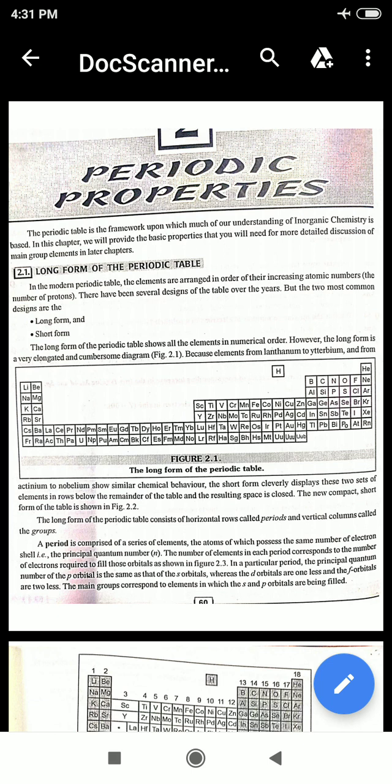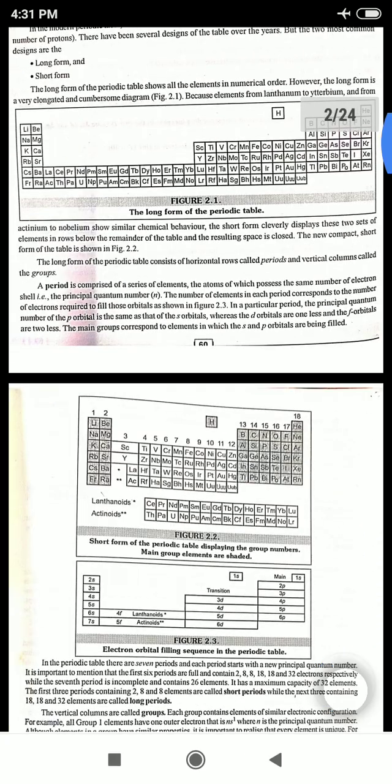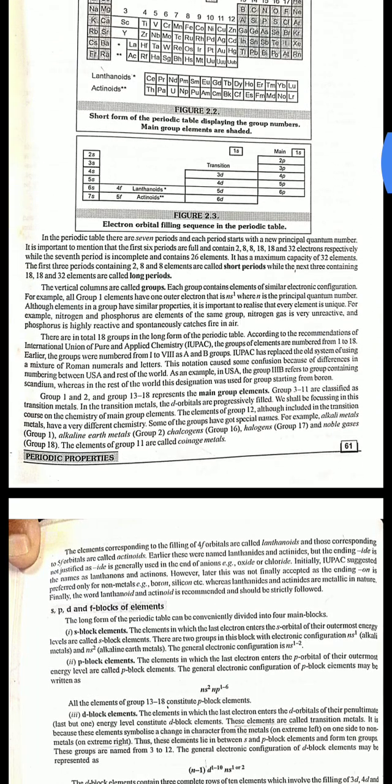In a particular period, the principal quantum number of the p orbital is the same as that of the s orbital, whereas the d orbitals are 1 less and the f orbitals are 2 less. The main group corresponds to elements in which s and p orbitals are being filled. In the periodic table, there are 7 periods, and each period starts with a new principal quantum number.